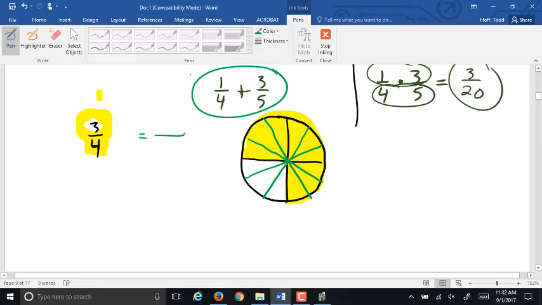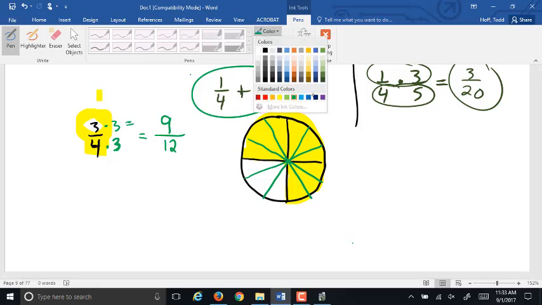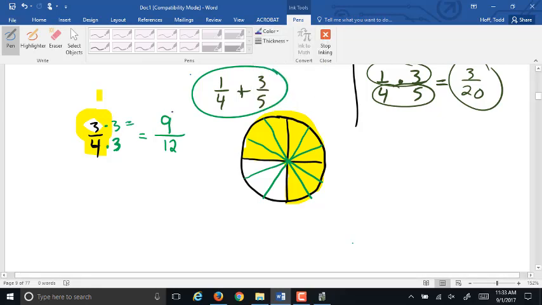Now, how many pieces does it take to make one whole object? There's 12 of them. We had 4 before. We cut each into 3 equal pieces. 4 times 3 is 12. In yellow there, how many pieces do we have? 9. We had 3. We cut each into 3 equal pieces. 3 times 3 is 9. Do we have any more or less than we did before? No. 9/12 and 3/4 are exactly the same amount.